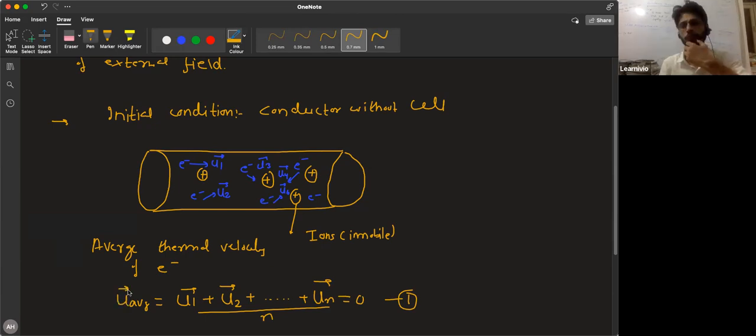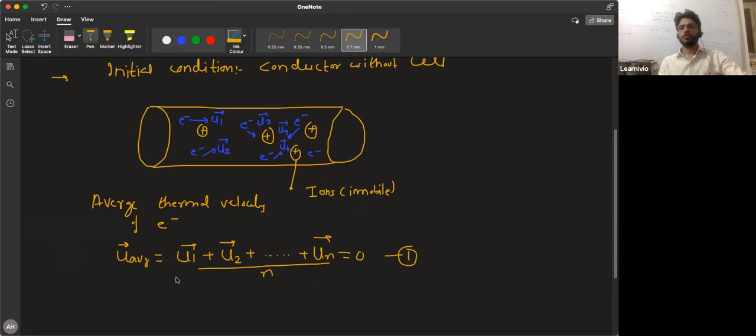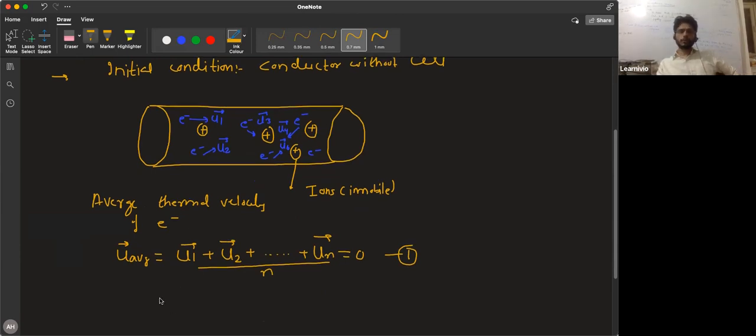This is the average thermal velocity. So average thermal velocity is 0. That means there is no net movement of electrons across the conductor. From here to here, there is no net movement of electrons. This means average thermal velocity of the electrons is 0.